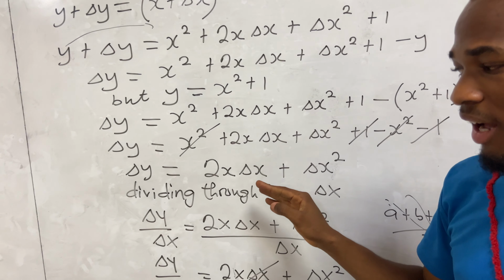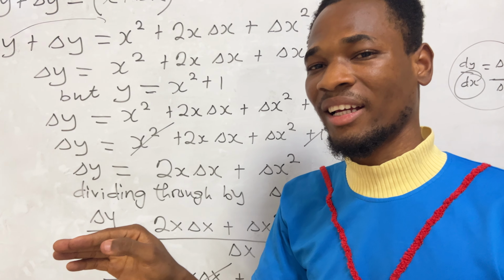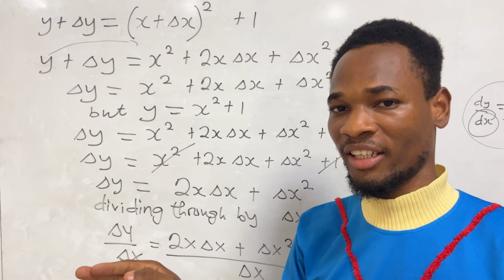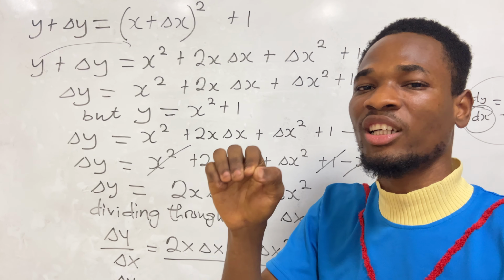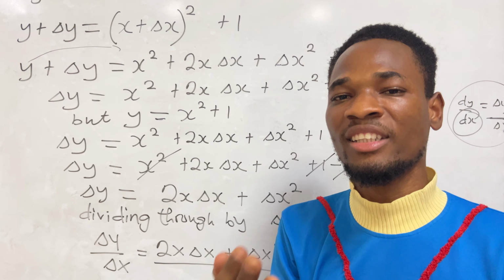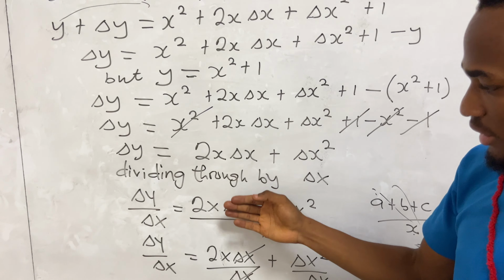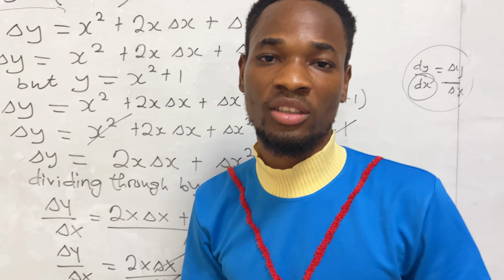When you get your final answer, what you do is, you know that gradient is dy over dx, change in y over change in x. So you divide through by change in x. So let the change in x be the denominator, because gradient is what? Change in y over change in x. So you just do the same thing here, and wherever you see change in x, it should be equated to what?